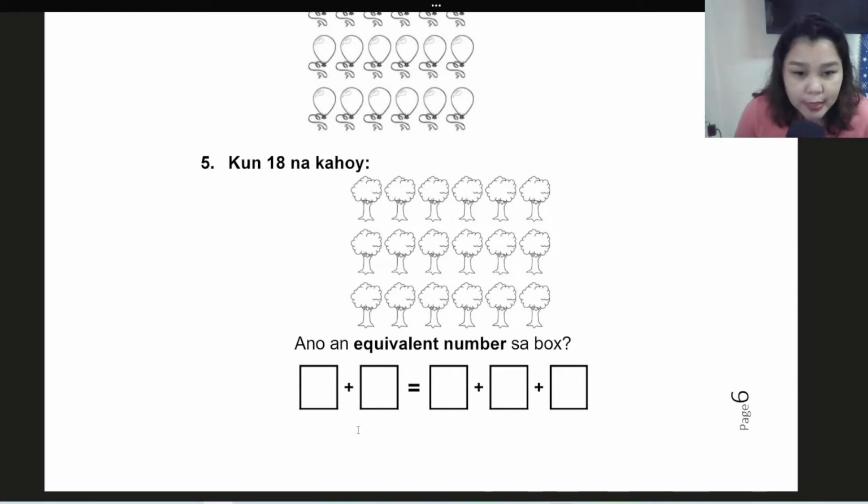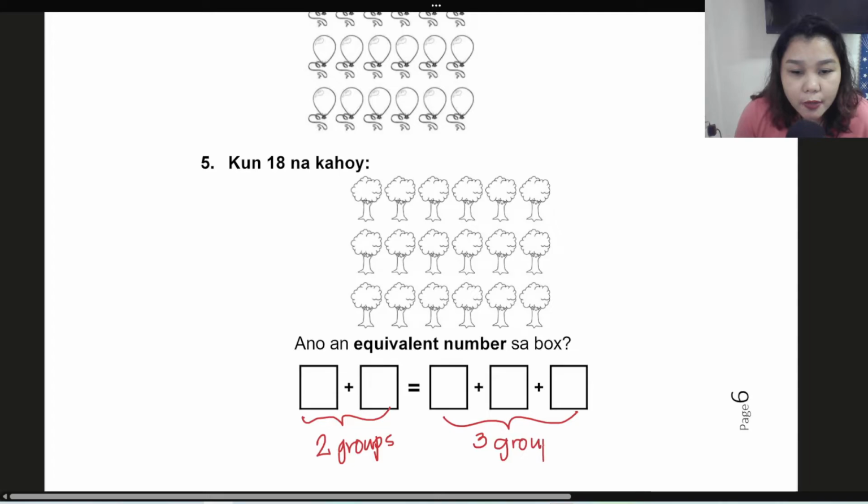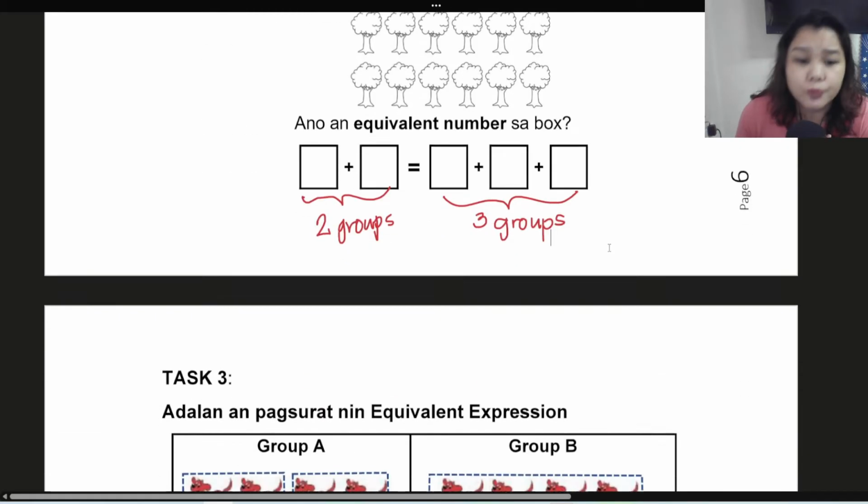Okay. For the first expression, it means that you need to have it into two groups. And the second expression, you need to have 3 groups. So that your equation, your expression will be the same. It will give the same answer. So that's it for task 2.